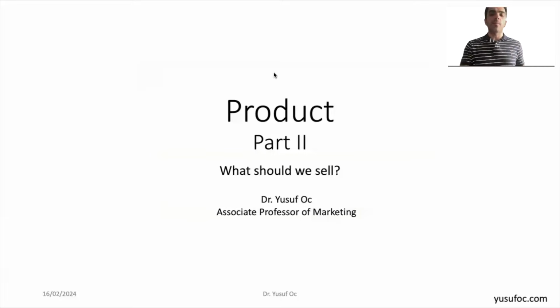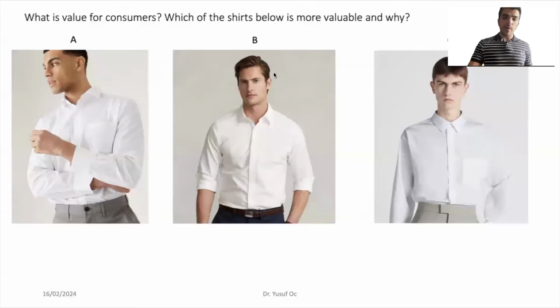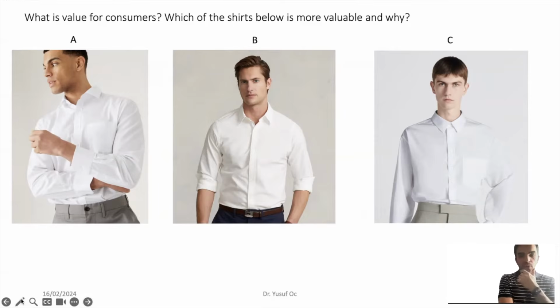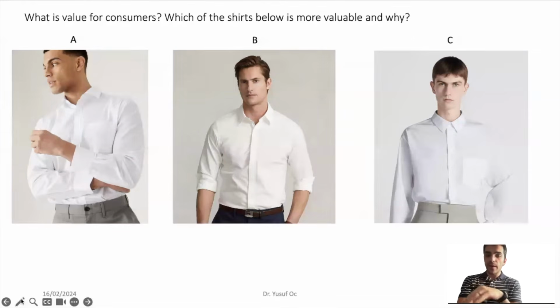So let me give you an example. I really wonder your opinion about this. There are three basic white men's shirts on my screen, right? Those are all white, formal shirts that you can see. Which one looks more valuable to you and why? Please share your explanation in the comment section and tell me more.